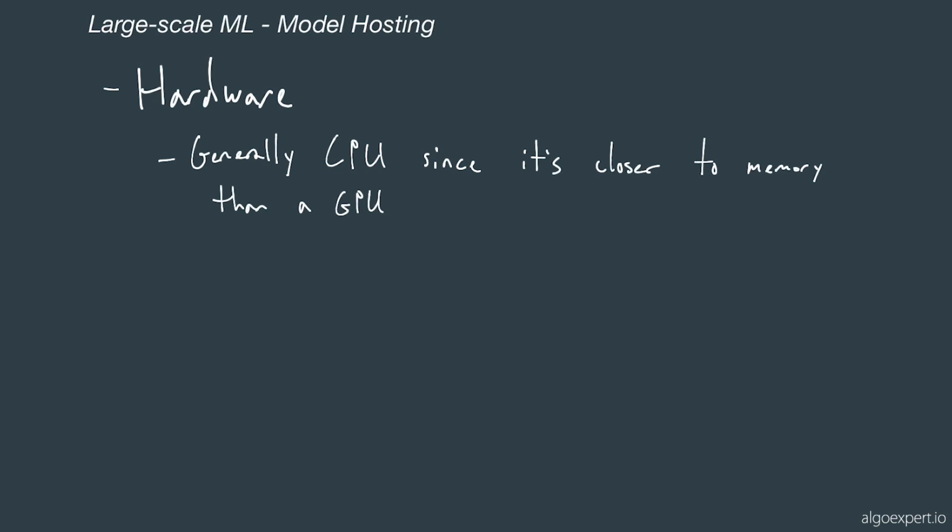Now, generally, we want a CPU over a GPU in terms of real-time inferences. We mentioned this concept earlier in the series, but the general idea is that the CPU will be faster for these one-off predictions, and GPUs are better for batches.